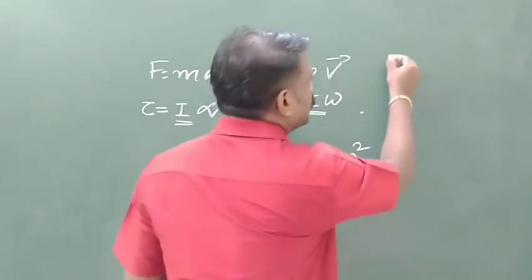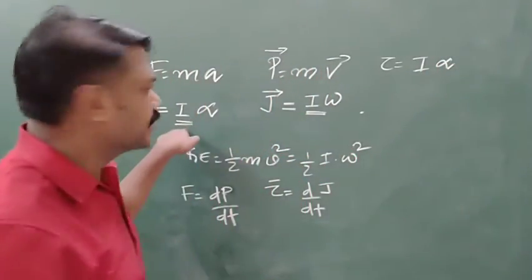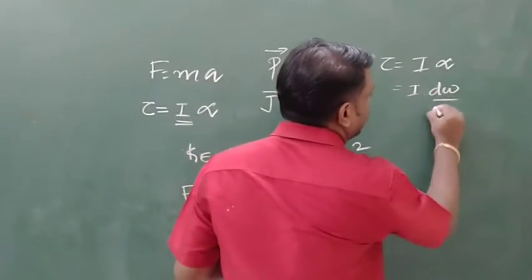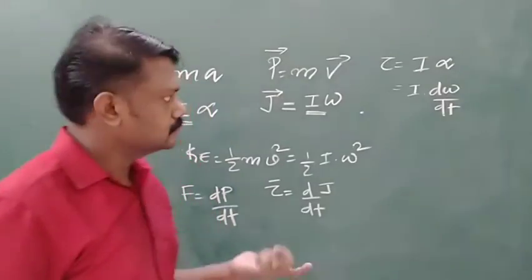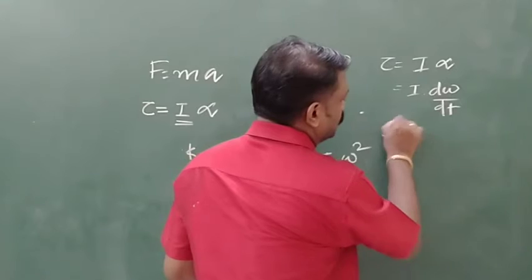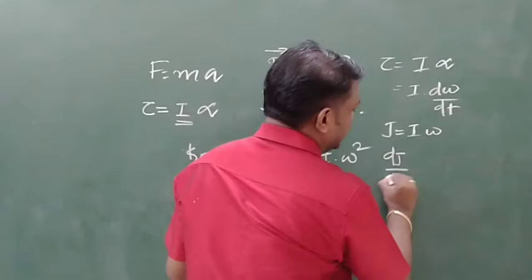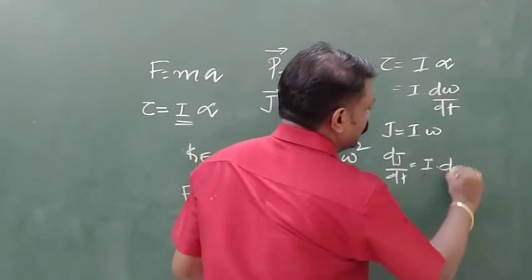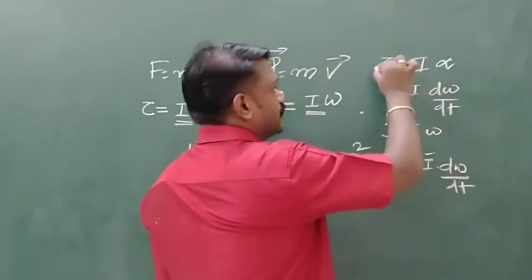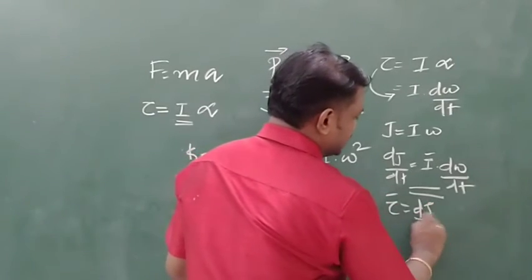You know, tau is equal to I into alpha, that we have already written. What is alpha? Alpha is the rate of change of angular velocity, so tau is I into d omega by dt. J is equal to I omega. So what is dJ by dt? dJ by dt will be I into d omega by dt, because I is constant. So when you compare these two equations, you can write tau is equal to dJ by dt.